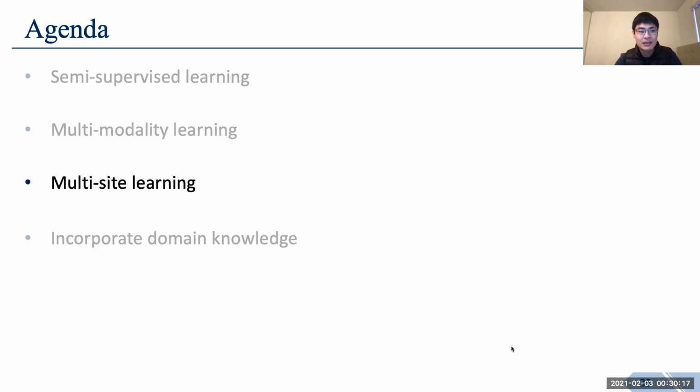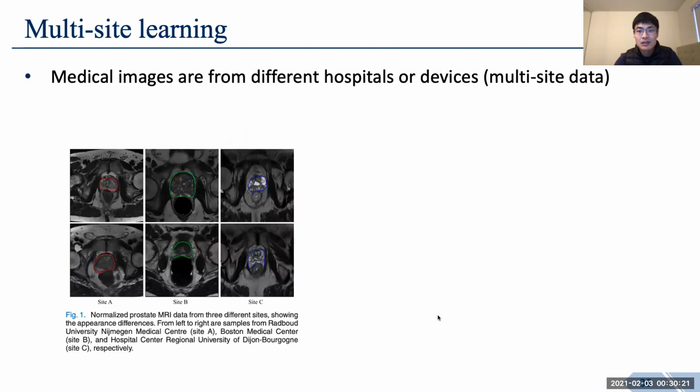Next, I will present our work on multi-set learning. As we mentioned above, medical images are often from different hospitals or scanned by different devices, so there is some discrepancy among different datasets. In this figure, we show MRI prostate images from 3 different datasets. We can see the appearance difference of different datasets.